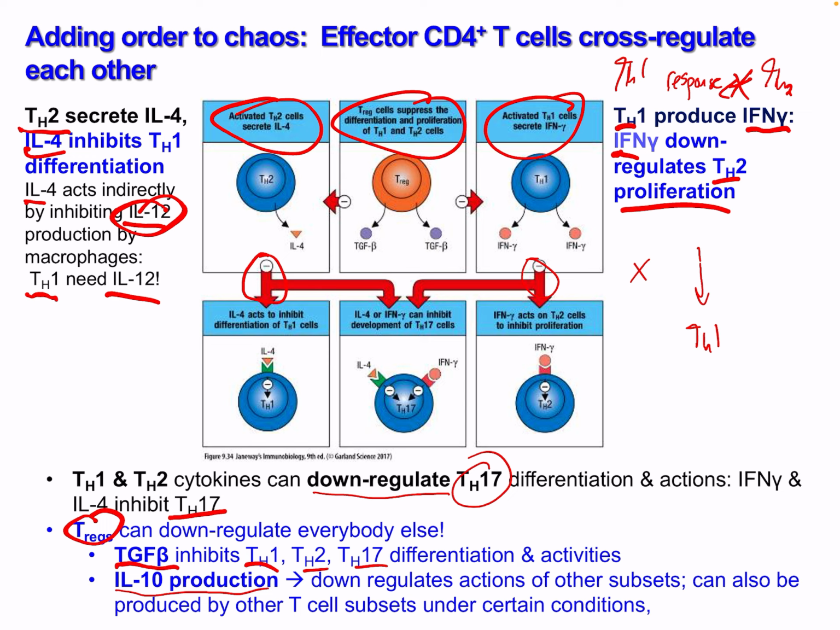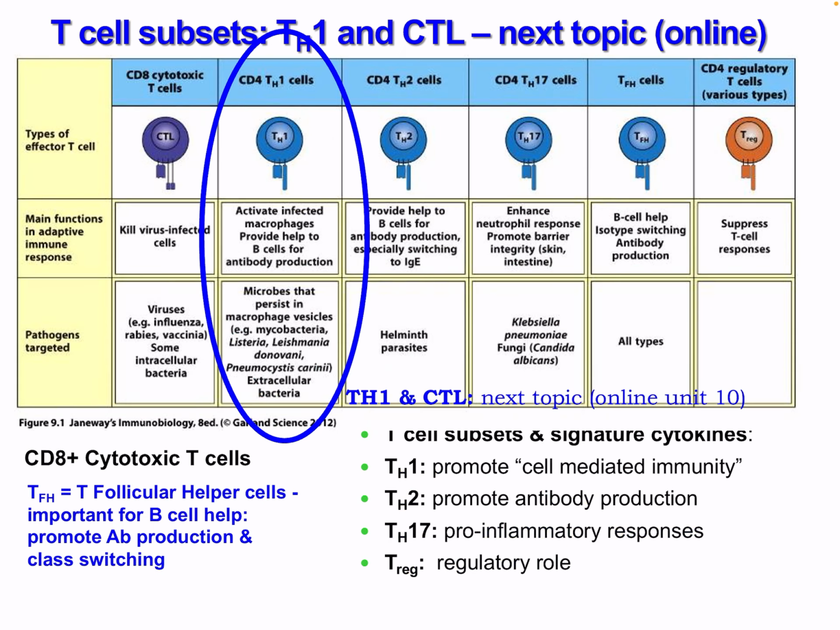Again, take out the figure if you want to see. So again, interferon gamma acts on Th2. Sorry, that's a big line. IL-4 and interferon gamma inhibit Th17. IL-4 acts to inhibit Th1. So now the next topic is going to be Th1 and CD8, but we'll see that later. We'll have a whole lecture dedicated to Th1 since it's quite important.